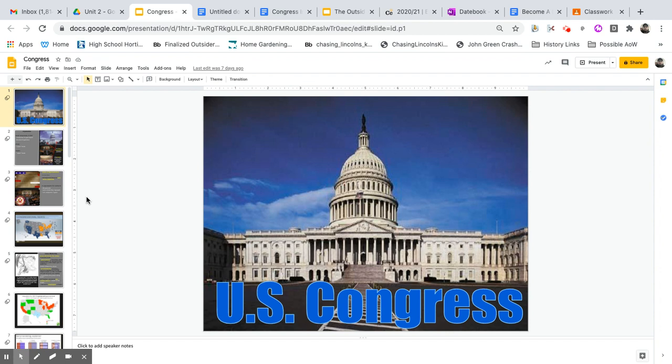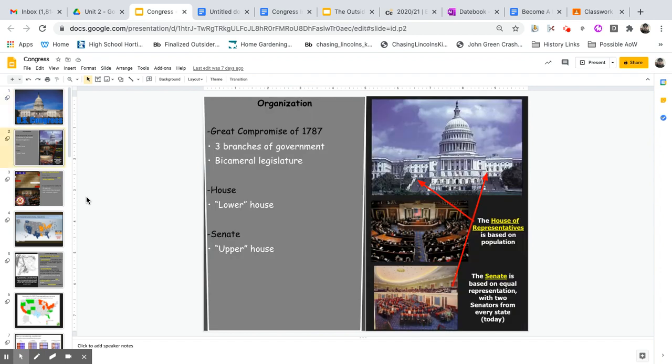So let's talk a little bit about the U.S. Congress. Okay, so I'm not going to give you guys a huge history lesson here. It's not really the point of what we're doing, but I do want to talk just briefly about the Compromise of 1787. It's why we have the system that we have.